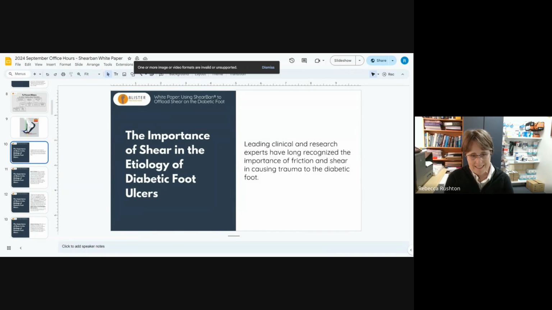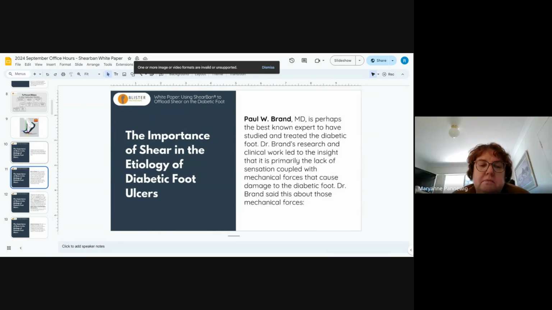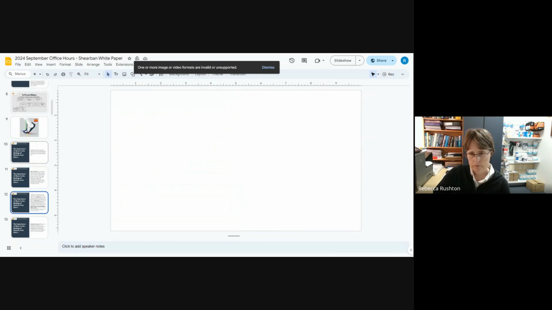The importance of shear in the etiology of diabetic foot ulcers. Leading clinical and research experts have long recognised the importance of friction and shear in causing trauma to the diabetic foot. Paul Brand is perhaps the best known expert to have studied and treated the diabetic foot. Dr. Brand's research and clinical work led to the insight that it is primarily the lack of sensation coupled with the mechanical forces, that picture of the foot with all the arrows, that cause the damage to the diabetic foot. Dr. Brand said this about those mechanical forces.